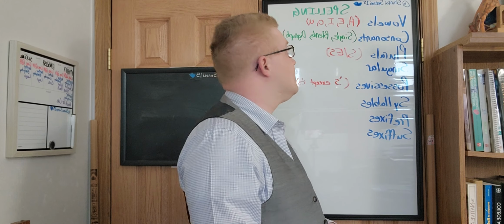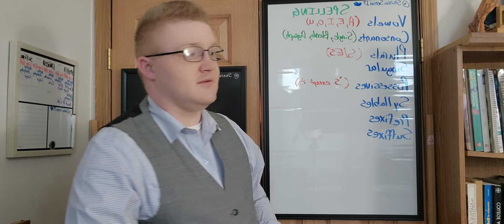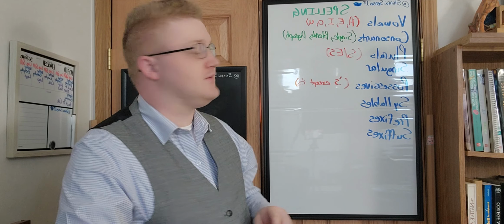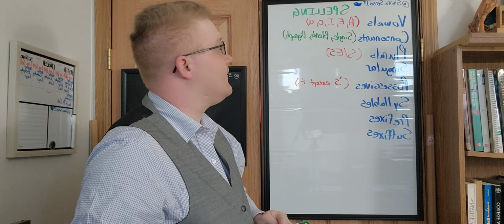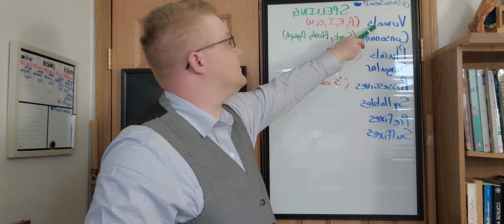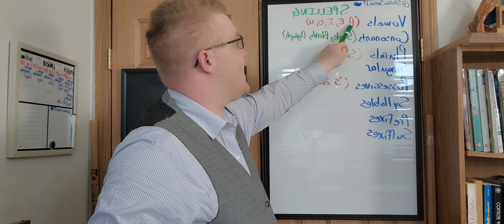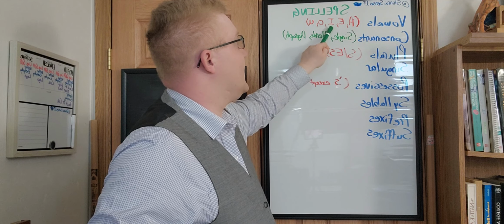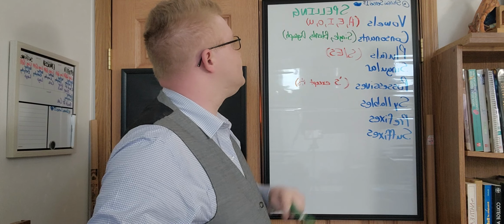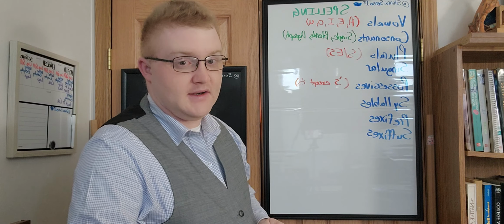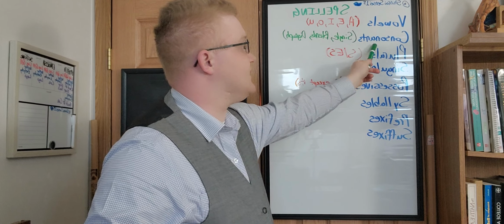So, spelling. There are two types of letter in the alphabet. There are vowels and there are consonants. Vowels are the letters A, E, I, O, and U. And every other letter in the alphabet is a consonant.